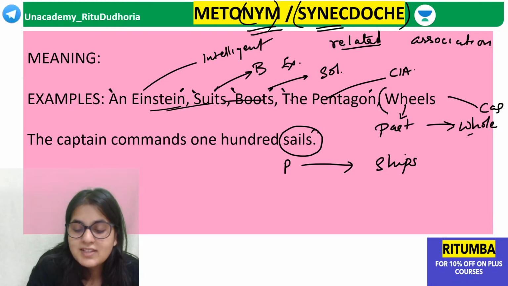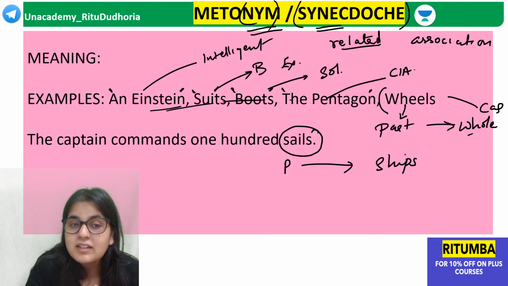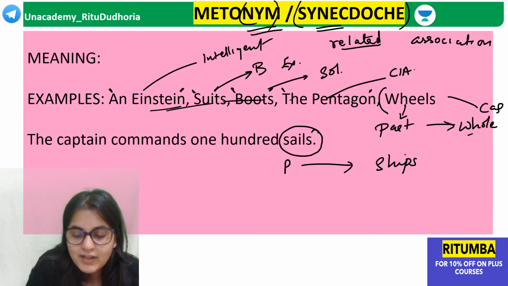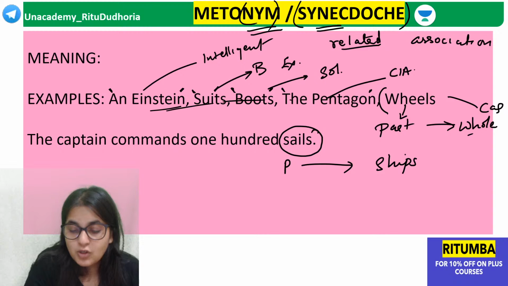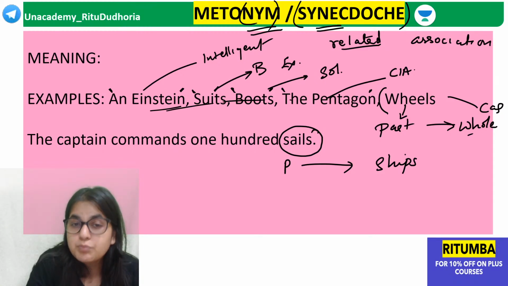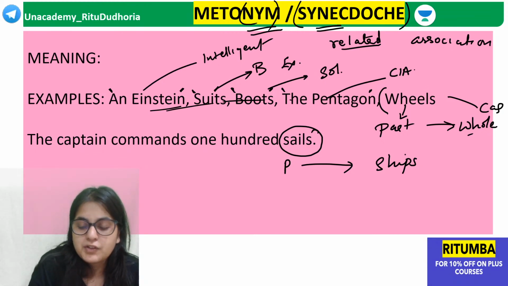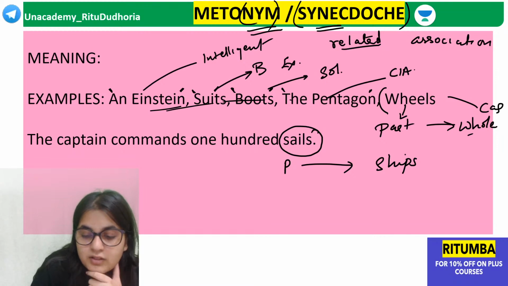When you say, okay, he's an Einstein, isn't this the name of a person? You cannot say this is a characteristic of a person. Did you understand this? So Einstein can be used as a metaphor, and it can also be used as a metonym. But when you say suits, boots, Pentagon, Washington, that definitely cannot be used as a metaphor. Did you understand this now?